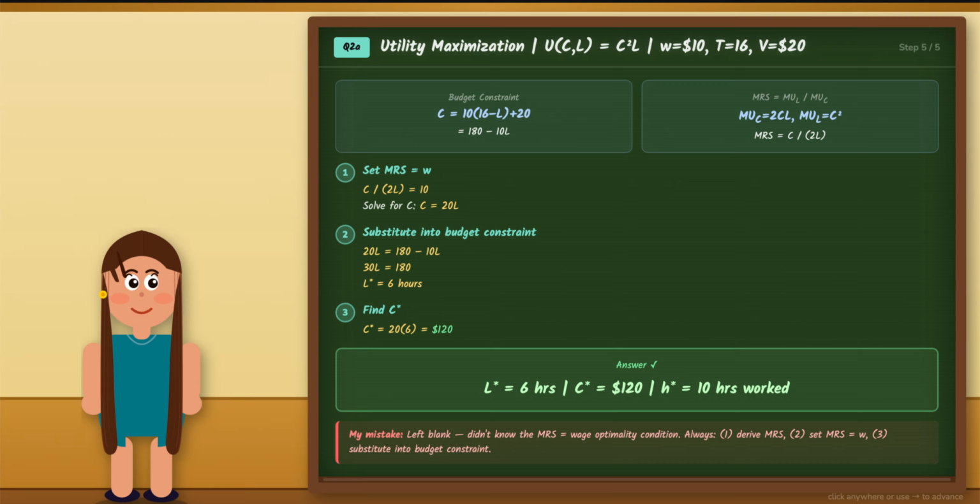And step 5, C star equals 20 times 6 equals $120. So the optimal choice is 6 hours of leisure, $120 of consumption, and 10 hours of work.